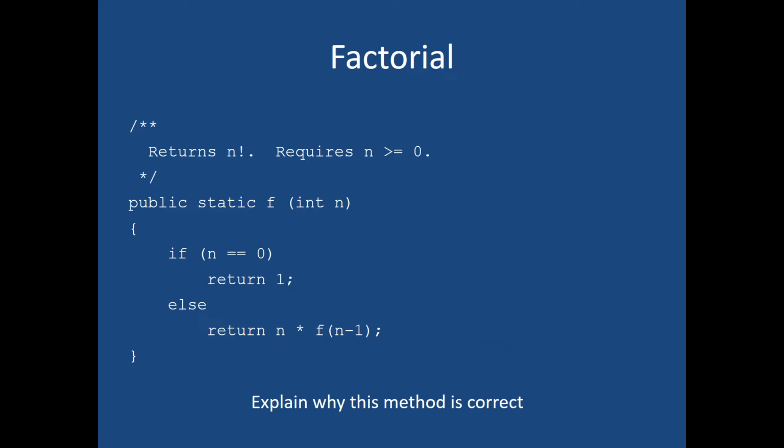So, here's a different version. I replace math.factorial with a recursive call to f. Now, someone explain why this is correct. Yeah?